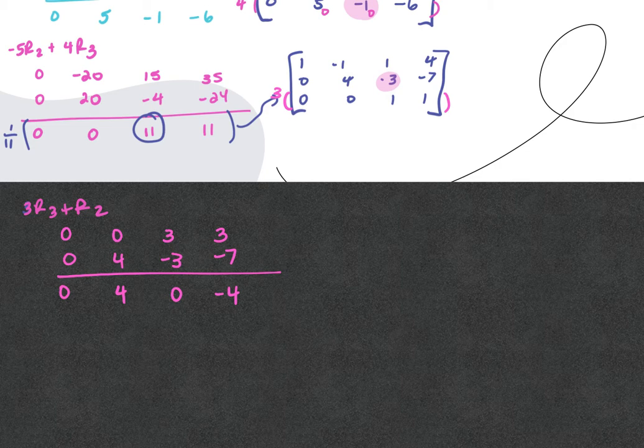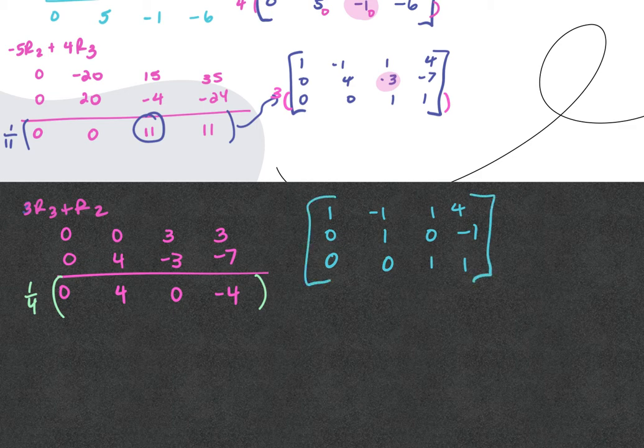And I want that 4 to be a 1, so I could do what? Multiply by a 4th. So row 1 stays 1, negative 1, 1, 4. Row 2 becomes 0, 1, 0, negative 1. Row 3, 0, 0, 1, 1. So now I've got my y is negative 1 and my z is positive 1.